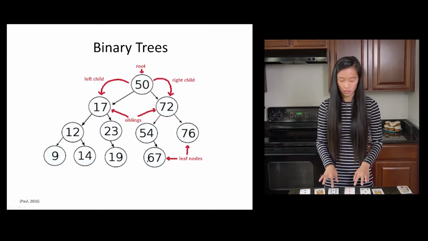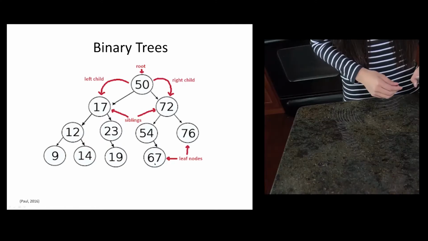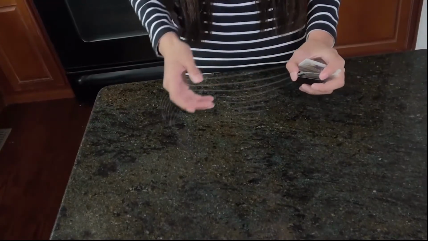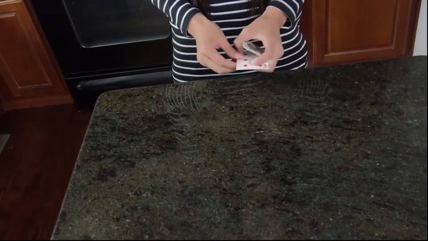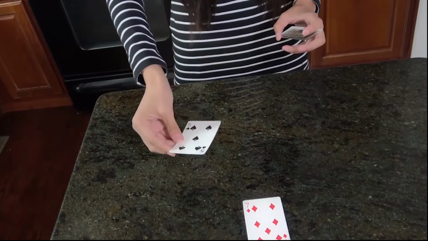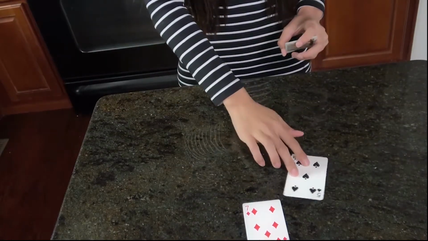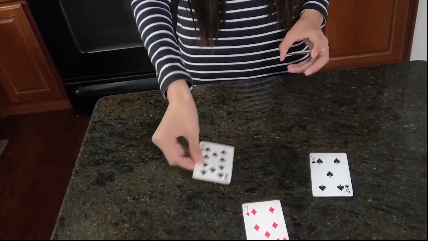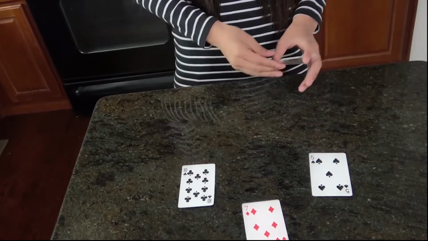Let me demonstrate to you this using another deck of cards. Here's how you build a binary tree. If you have a deck of cards close by, you can try building one too. Starting with our root number, in this case a 7, we're going to build down. A 5 is less than 7, so we're going to put it down to the left. Our 10 here is greater than 7, so it goes to the right.